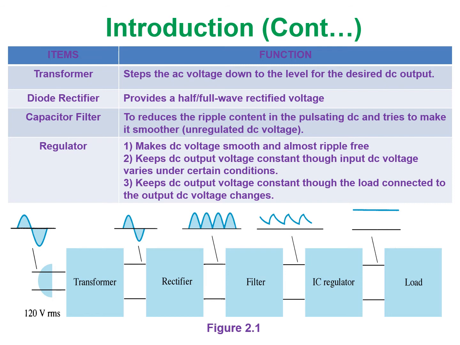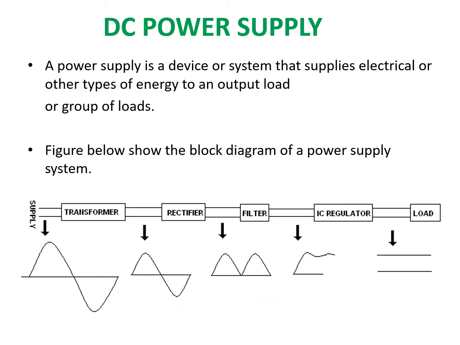And then lastly is the IC regulator. This makes your DC voltage smooth and almost ripple free. It must still have some noise or ripple, because it says here almost ripple free. It keeps the DC voltage constant even when the input DC voltage varies under certain conditions, and keeps the output voltage constant even when the load connected to the output changes. Let's say you want a 5 volt output, so you use an IC regulator that gives you 5 volt DC output. So this is the item and the function. This is a famous question for the final and test. Next we will go one by one later.